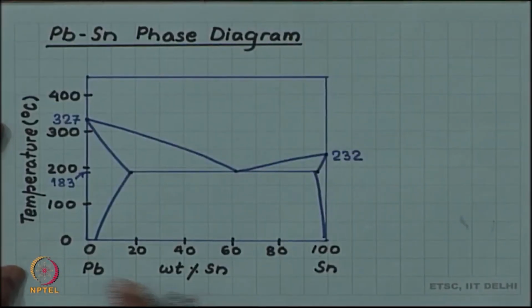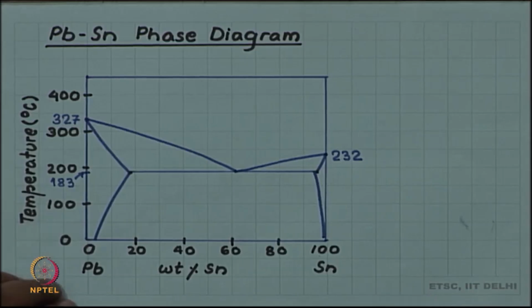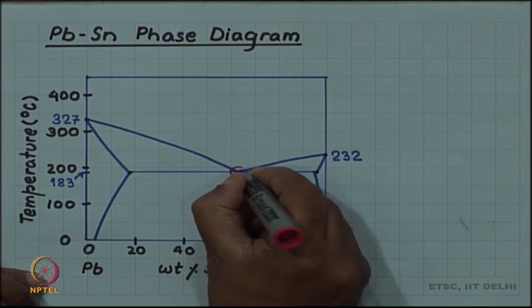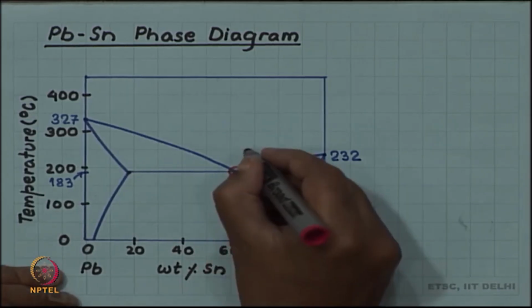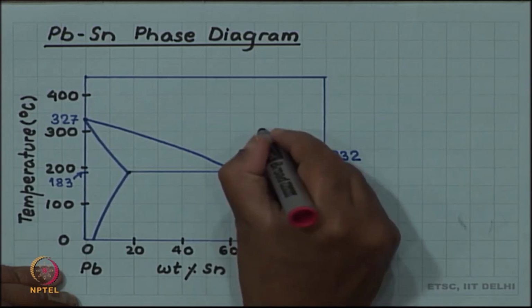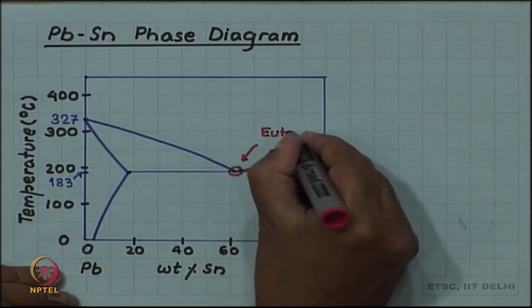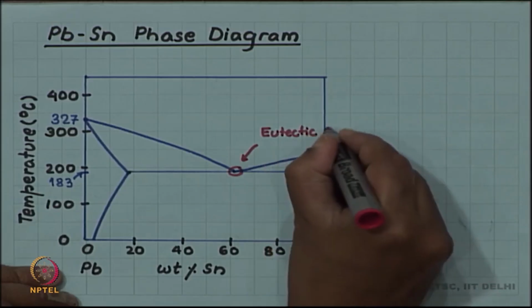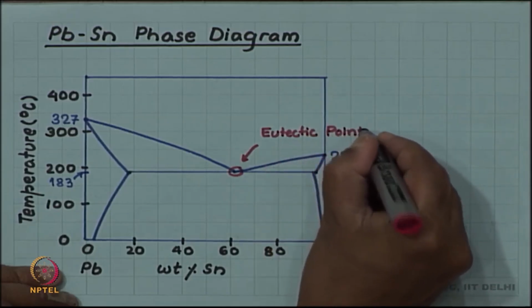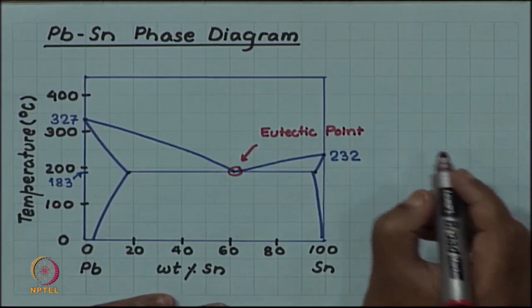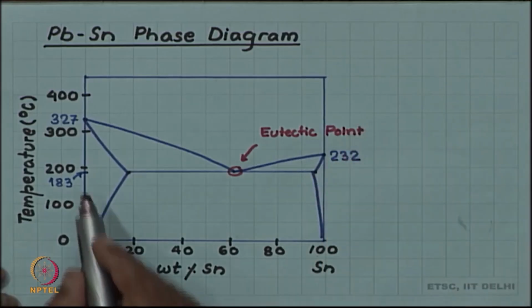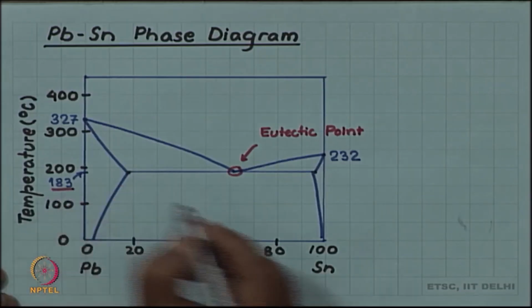So, recall the lead tin phase diagram, which is something like this, and shows a minimum in the liquidus at 183 degrees Celsius, which we call the eutectic temperature. In particular, this minimum liquidus point is an important point in the phase diagram, and this is called the eutectic point. The temperature corresponding to this is called the eutectic temperature, that is 183 degrees Celsius.